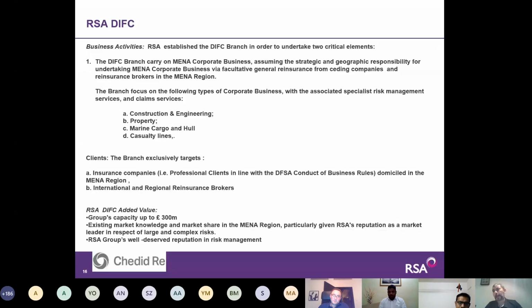We have a very important added value in RSA, which is our risk management department. We have more than 70 engineers in RSA, and a couple of them are dedicated to serving us in the DIFC. In case we need any consultancy or any risk management advice, we send to them, and they come back to us within no time.